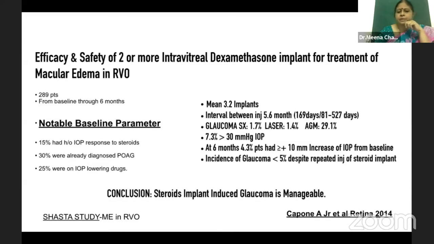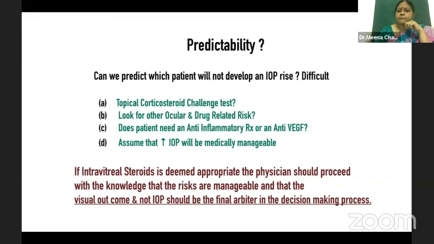So in conclusion, steroid implant-induced glaucoma is a manageable condition, and we should consider intravitreal steroid injection if the condition of the patient deems that it is appropriate to use steroids. We should look at the visual outcome, and not the IOP, as the final arbiter of the decision-making process. I thank you very much for your patient hearing.